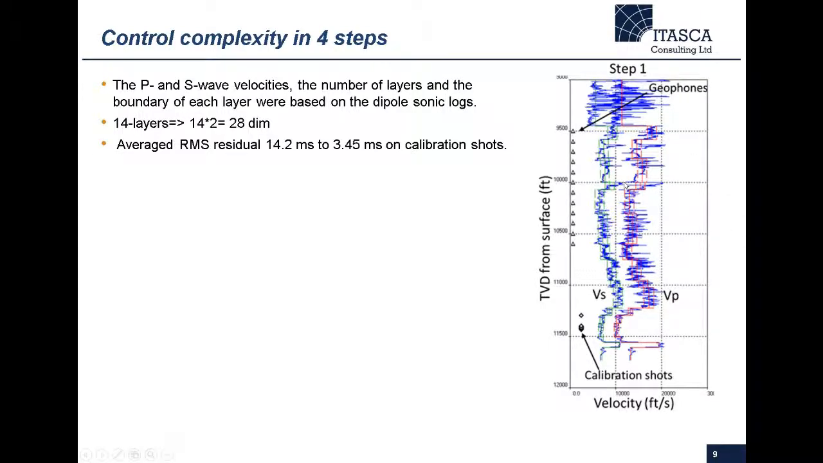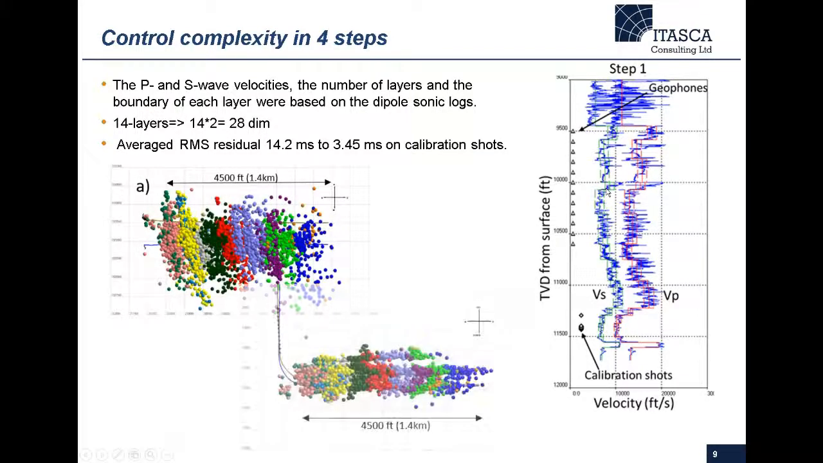Using the GPSO optimization method, we can reduce the travel time residual from 14.2 to 3.45. That's a huge, significant improvement, because the initial model is just a mean value between those layers. Then we use this model to locate all the events. As you can see, this is the picture. The range is about 1.4 kilometers long, and that's the depth.